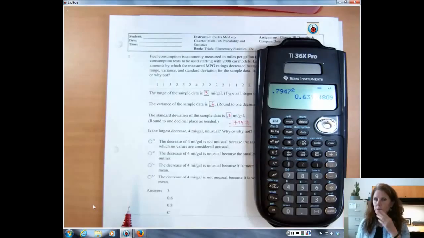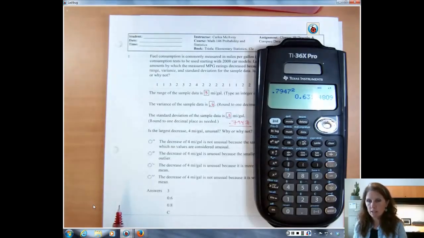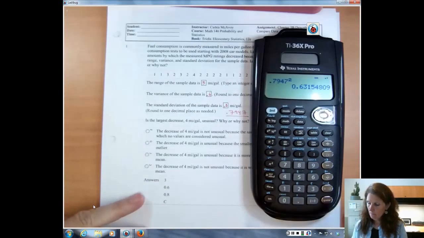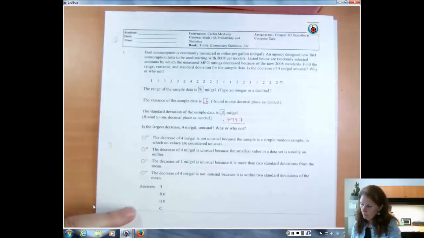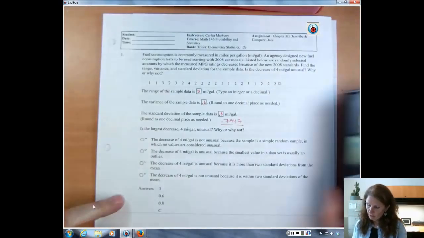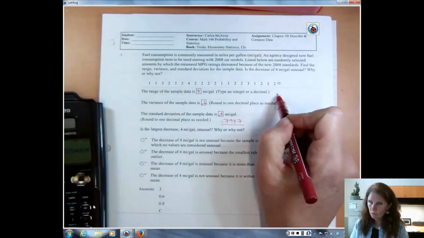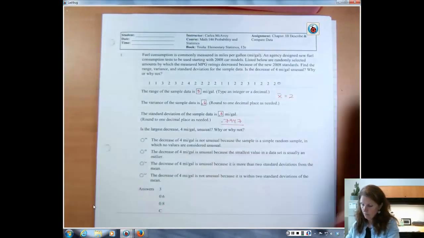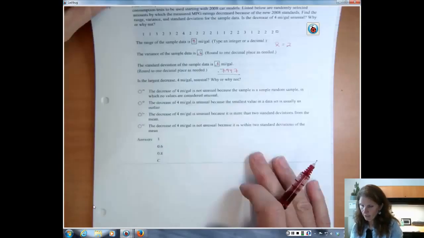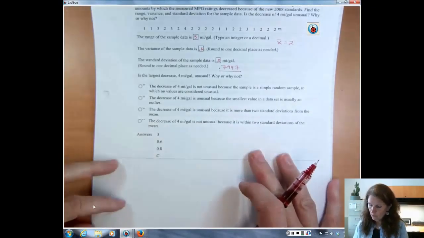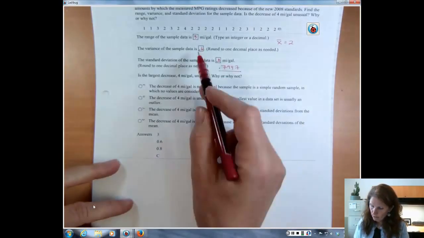All right, so my standard deviation is 0.8, and then my mean, remember when I did that, I didn't write it down, but I'm going to tell you now, my mean was 2. So let's talk about this for a second. This is how they got 0.8, 0.6, and so on.